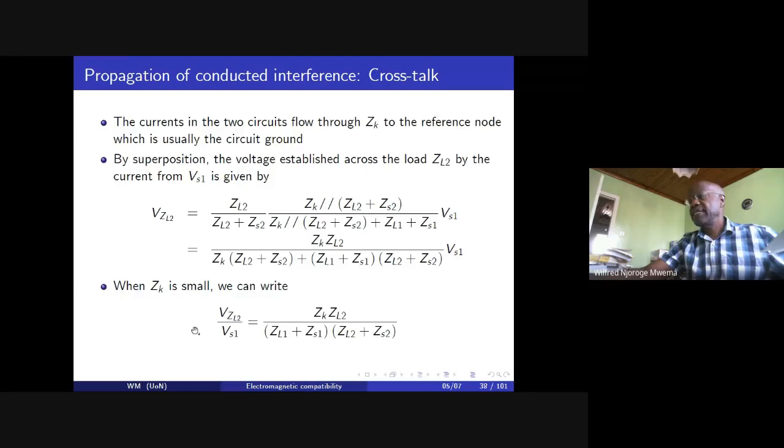We can then write that Zk multiplied by ZL2 divided by ZL1 plus ZS1 plus ZL2 plus ZS1. This is the voltage transfer function of that circuit when we have only one of them operating, so to speak. Here, what we have said is that ZL2 is much larger than ZS1, because when you are making a voltage source, of course, you want its source impedance to be small. Therefore, ZS2 is going to be much smaller than ZL2.